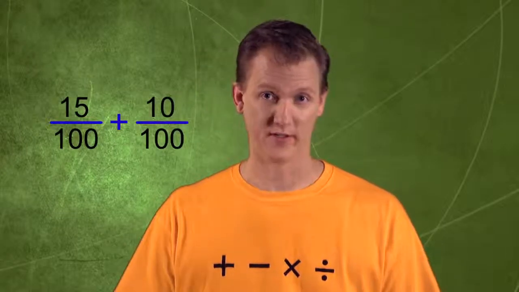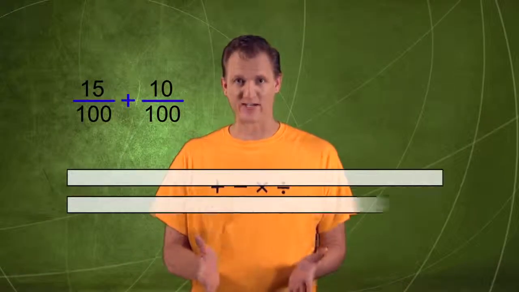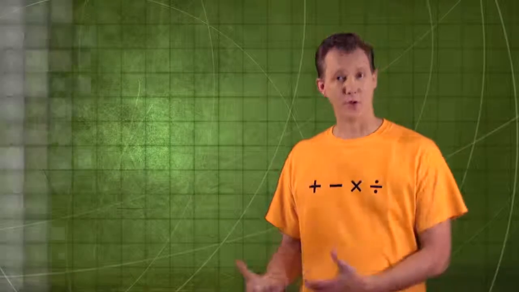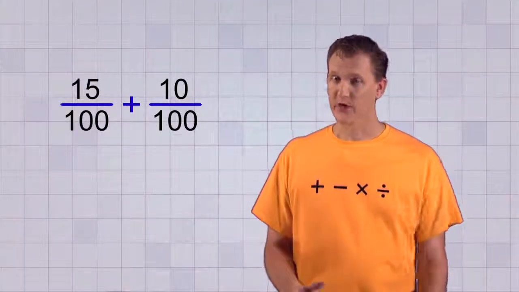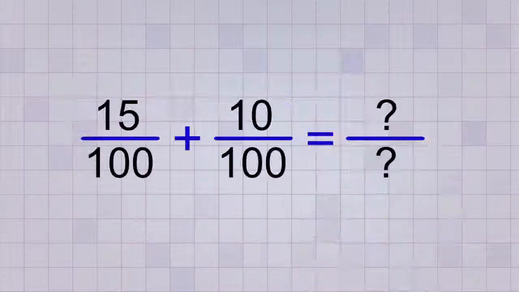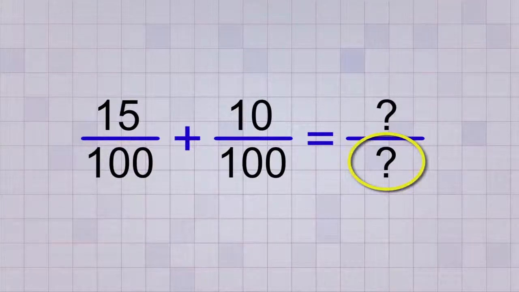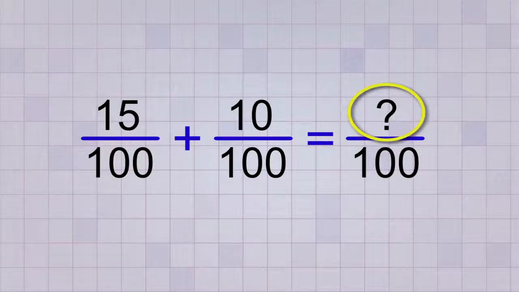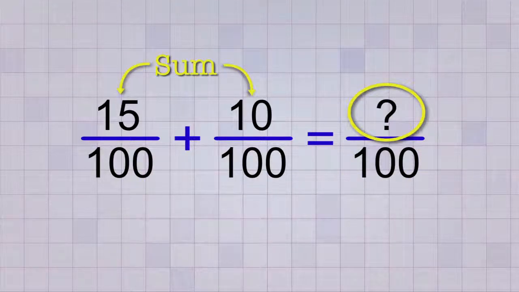And that's a really good thing, because what if you had to add these two fractions together? 15/100 and 10/100. It would be way too much work to draw rectangles and divide them up into 100 parts. Fortunately, since we know the procedure for adding fractions, we can do it without the drawings. First, let's write out the problem. Now, because we're adding fractions, we know that the answer will also be a fraction. The bottom number of our answer will be the same as the bottom number of the fractions we're adding, 100. And the top number of our answer will just be the sum of our top numbers, 15 plus 10, which equals 25.